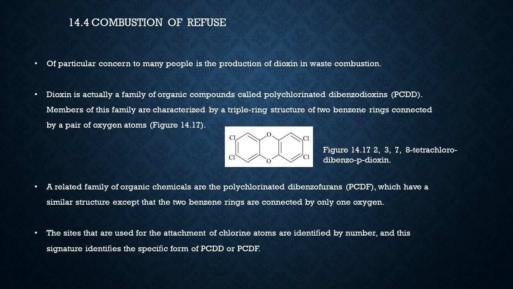Dioxin is actually a family of organic compounds called polychlorinated dibenzodioxin, PCDD. Members of this family are characterized by a triple ring structure of two benzene rings connected by a pair of oxygen atoms, Figure 14.17. A related family of organic chemicals are the polychlorinated dibenzofuran, PCDF, which have a similar structure except that the two benzene rings are connected by only one oxygen. The sites that are used for the attachment of chlorine atoms are identified by number, and the signature identifies the specific form of PCDD or PCDF.